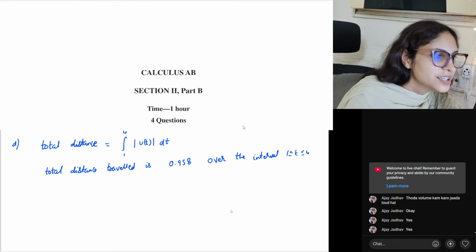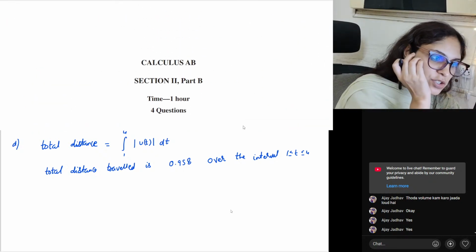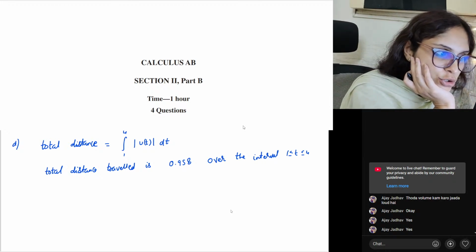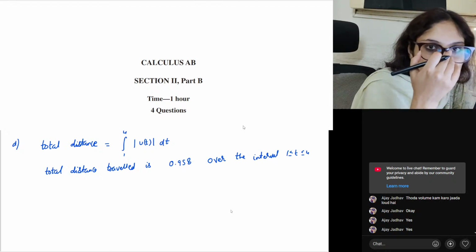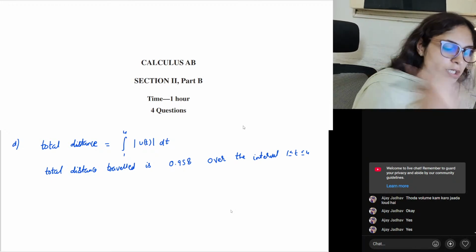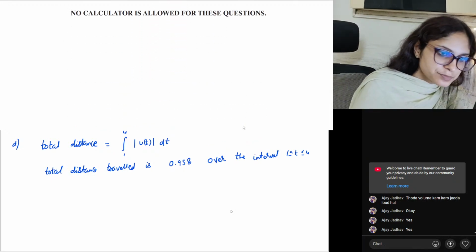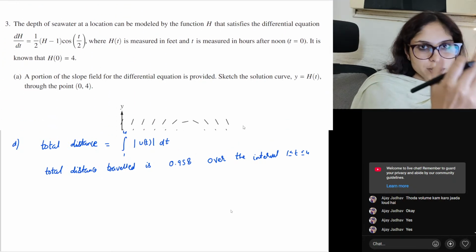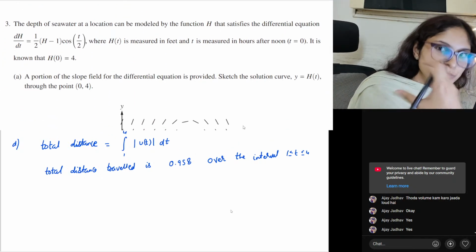So now we'll be starting with the second section, part B. It is for 1 hour, and we have to do 4 questions. So we'll be here for 1.5 more hours because explaining takes a little more time than just solving it. So let's dive into it. The question numbers start from question number 3 because the first 2 questions were part of part A.